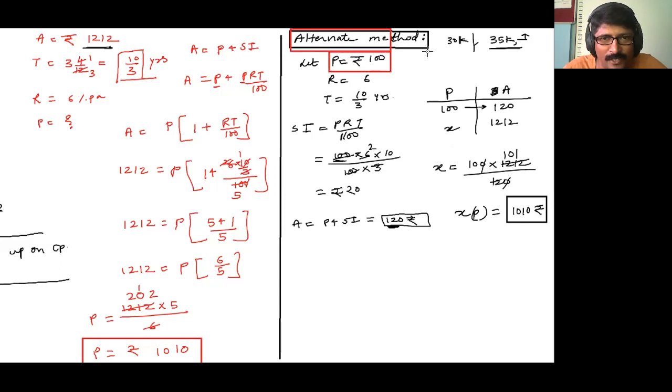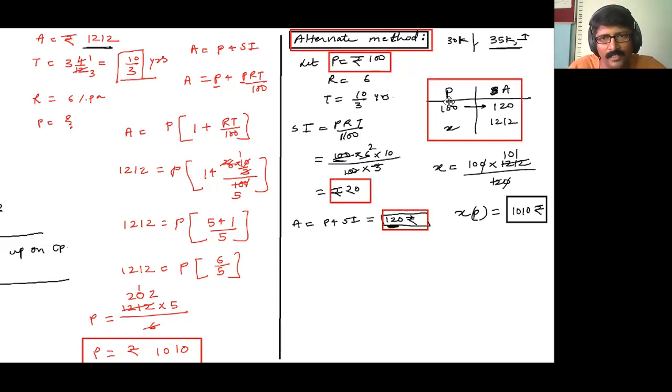So I hope students, you understood both the methods. What is the alternate method? You have to assume principal is 100. On the basis of 100, you calculate the simple interest. Once you get the simple interest, add that 100 plus interest. Add principal plus simple interest. You're going to get this amount. Once you get that amount, you use the unitary method. If the principal is 100, amount is 120. When the principal is X, the amount is 1212, and then you do cross multiplication. You're going to get that X, which is called the principal.